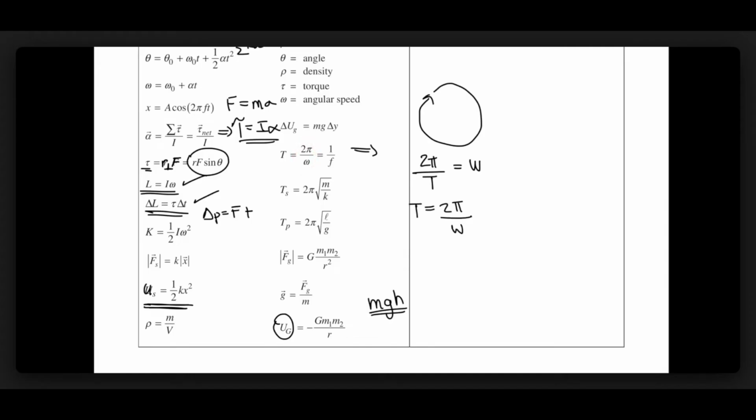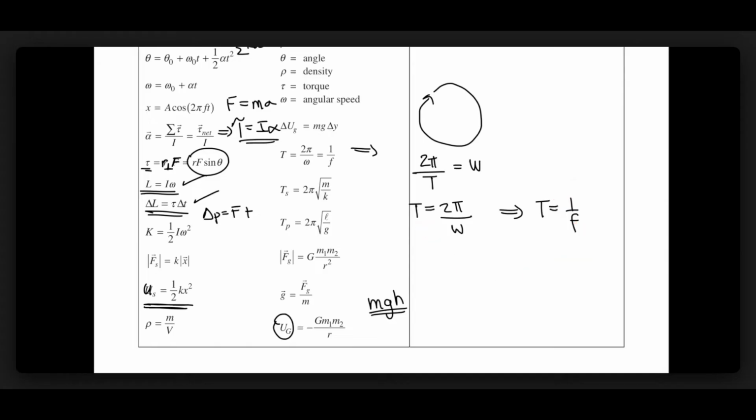And then once again, you can also just quickly swap out period for 1 over f. So period is just simply the inverse of frequency and vice versa. And so what you can do is you can actually just plug this equation into this right here and then solve an equation for frequency.